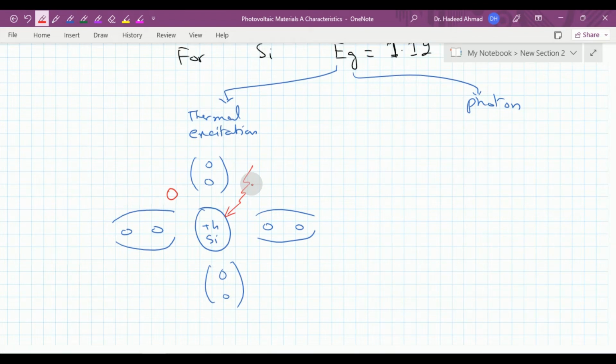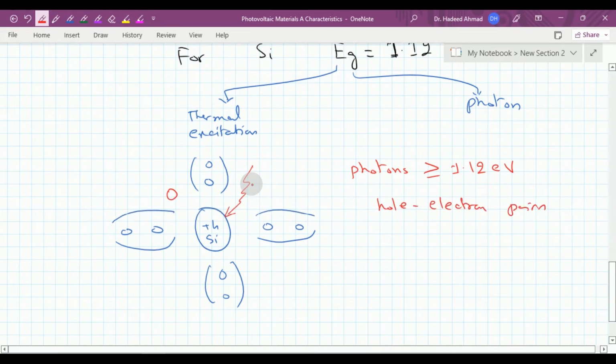So the point here is that if the photons have energy greater than or equal to 1.12 electron volt, electron-hole pairs are created, and that constitutes the electric current in a semiconductor device, in which a semiconductor p-n junction is exposed to the sunlight.